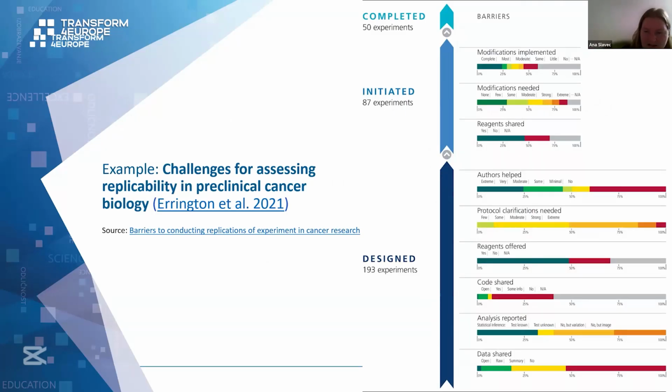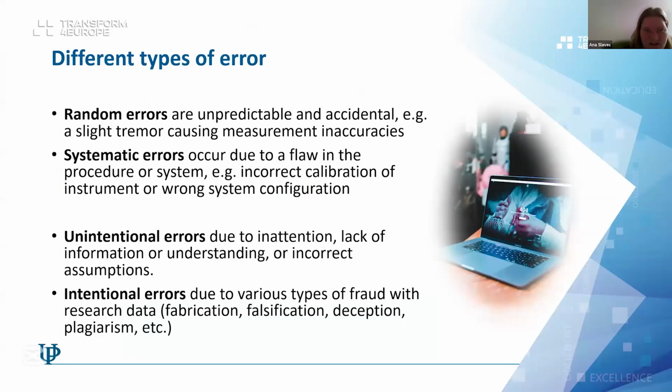So one thing is, we have some results and we want to reproduce them, but then there is also an issue of error. And just as an intro into the topic, we have different types of error. When we speak about errors in science, we have random errors that are unpredictable and happen by accident. But we also have systematic errors, which are more problematic because they occur due to a flaw in the procedure or system. For example, because of incorrect calibration of an instrument, and these systematic errors add up, and they cause some bias in the result.